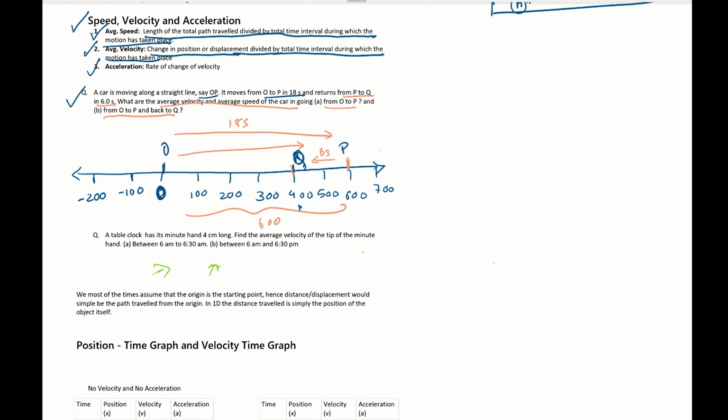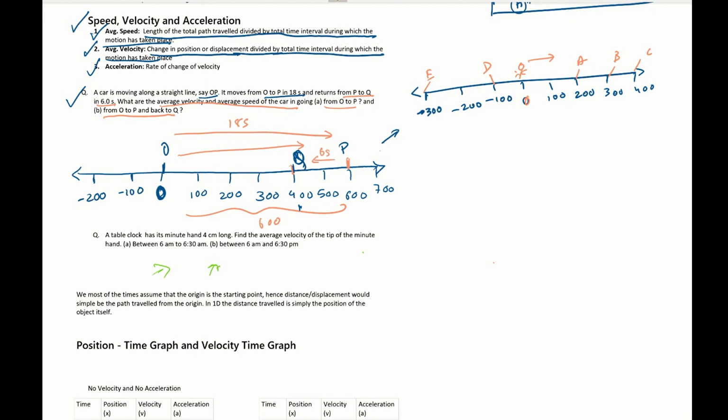I have another example for you. Let's say something similar, right? There is an x-axis and there is an origin, minus 100, minus 200, minus 300. There is 100, 200, 300, 400, right? So you have over here points A, B, and C. This is the origin, and there are points D and E. All right. So we have seen what happens when an object or a person moves in the positive direction. We just saw how we calculate distance and displacement over here.